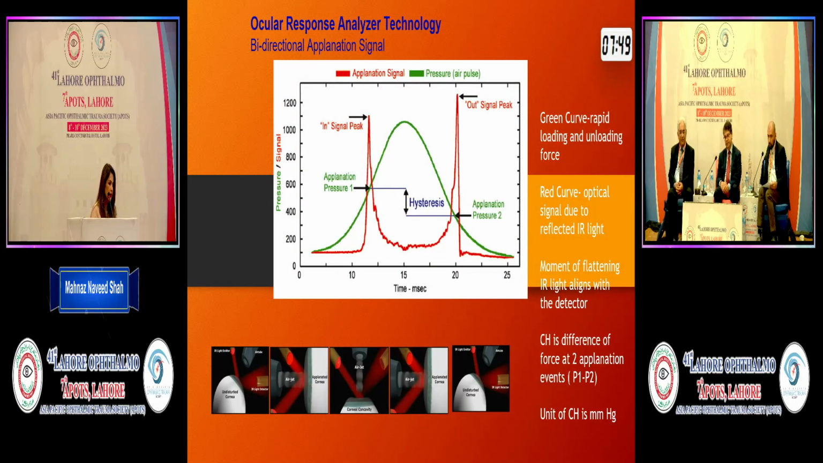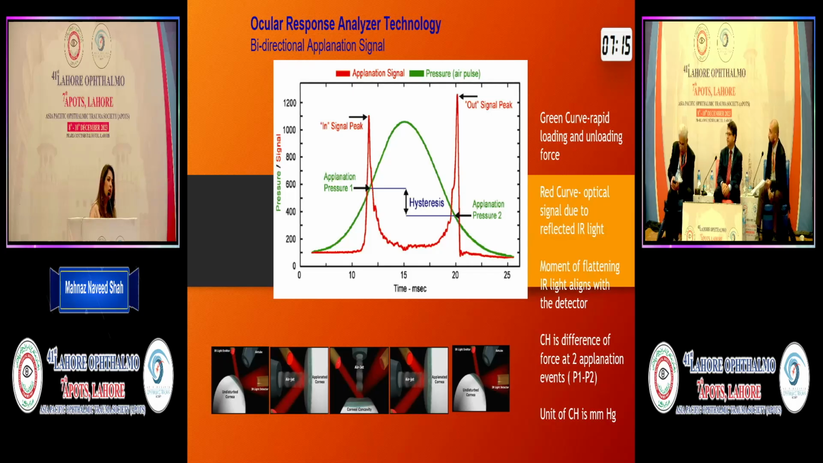This is essentially the curve that's generated by the machine. So the green curve that you see here is basically the pressure. That's the air jet. The pressure rises, reaches a maximal point, and then comes down again. And the red curve over here, or the two peaks that you see, are the in-signal peak, which means that the infrared detector is going to pick up the first peak where the cornea flattens on its way in with the air jet, and the second one is when it flattens on the way out again. And these two peaks, if you take them down and intersect the green curve, will give you two pressure readings. And the difference between these two pressure readings is corneal hysteresis.